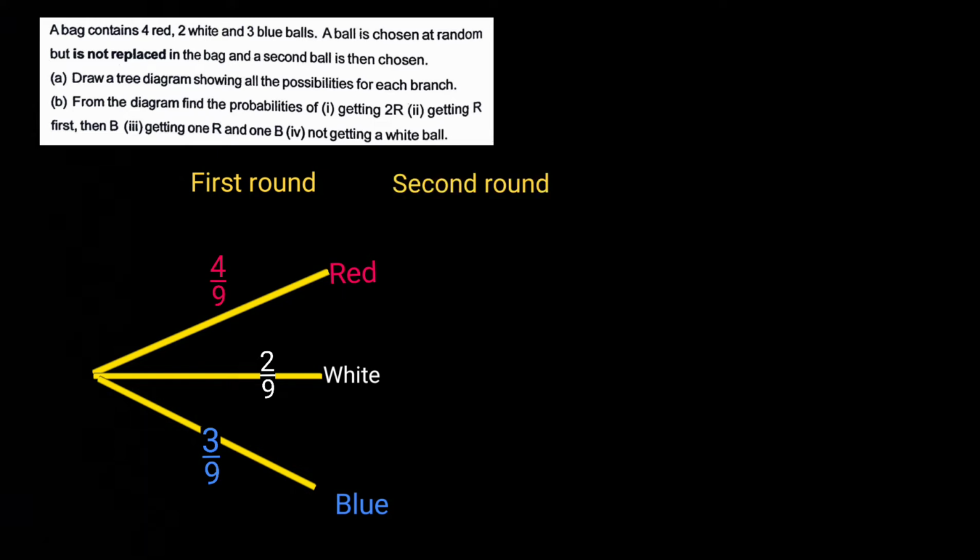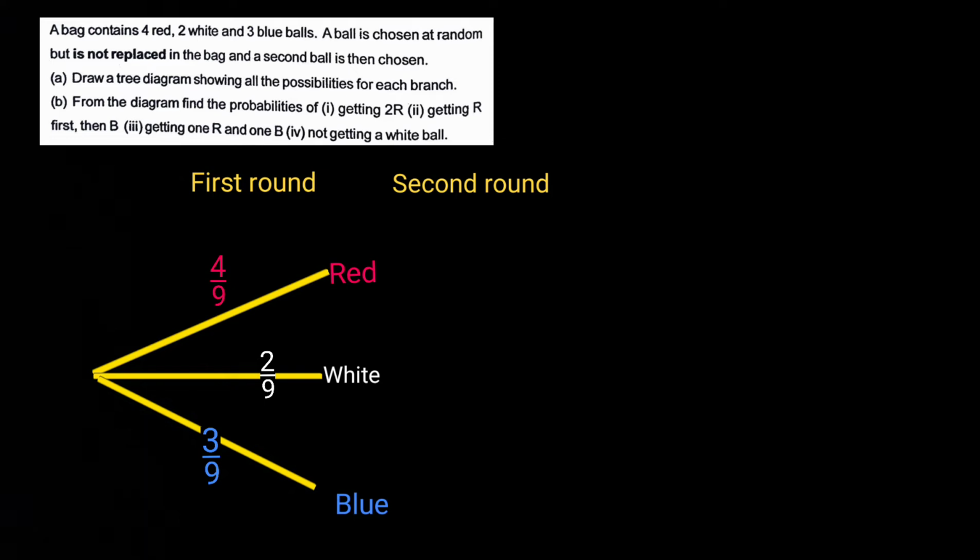Before we start drawing the second round, remember that the question said the chosen ball is not replaced. And since a ball is taken away from the first round, there will now only be a total of 8 balls. In addition to this, you will also have to consider the color of the ball that was removed. You will see that it will result in different probabilities in the second round.